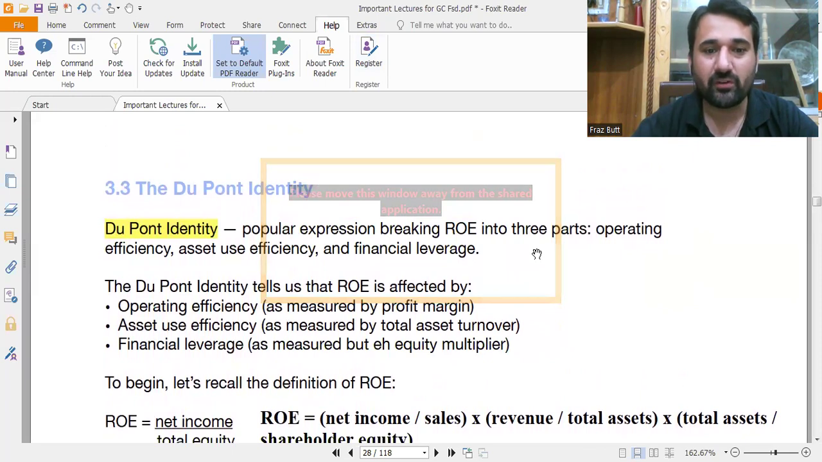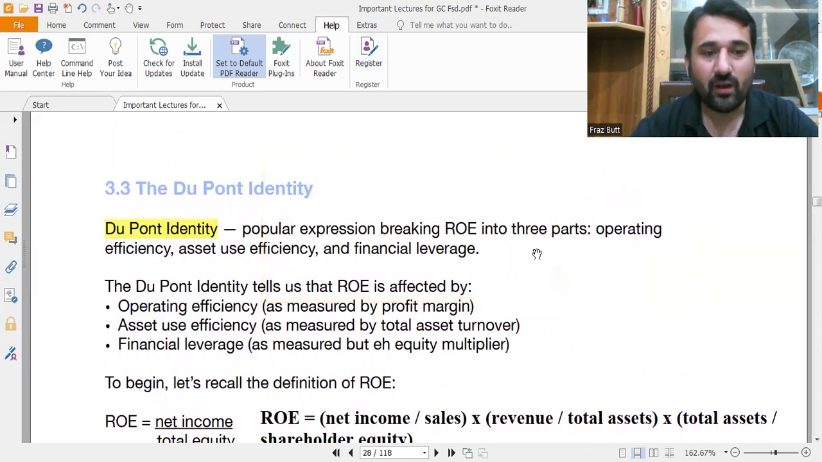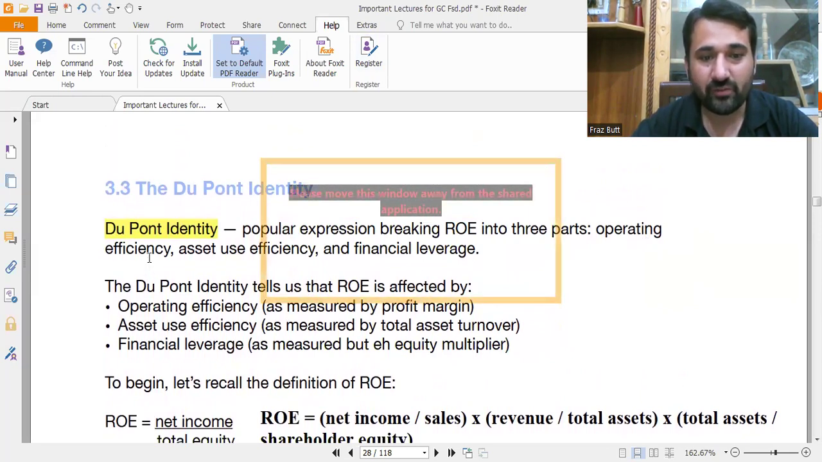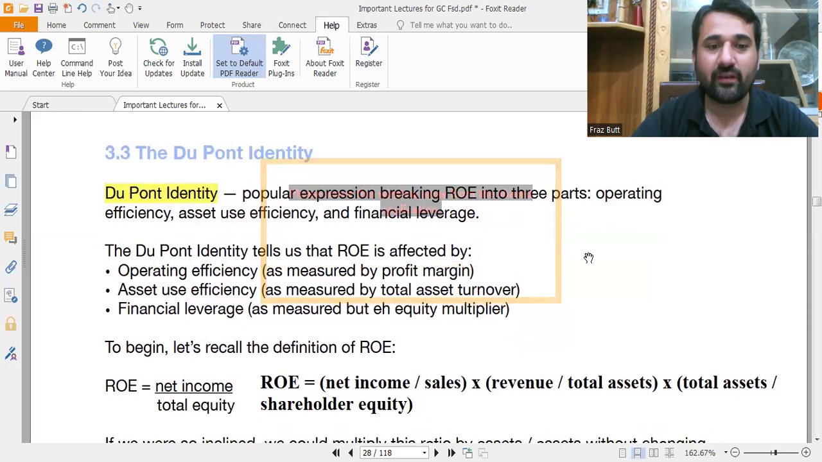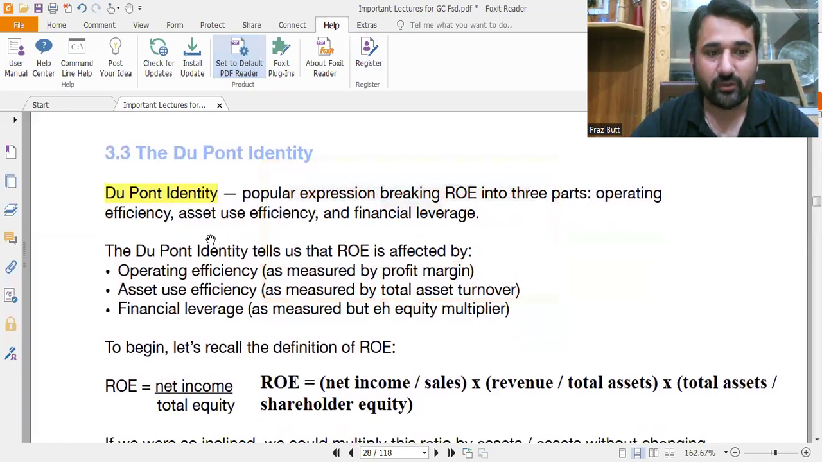DuPont identity, this equation or this formula actually breaks down the return on equity into three parts, which are operating efficiency. Operating efficiency means how successfully you are moving in the operations and how much profit you are earning from your operations. Then asset use efficiency talks about the turnover from the assets. And financial leverage, based on the equity and equity multiplier. We will discuss these things in the coming video.